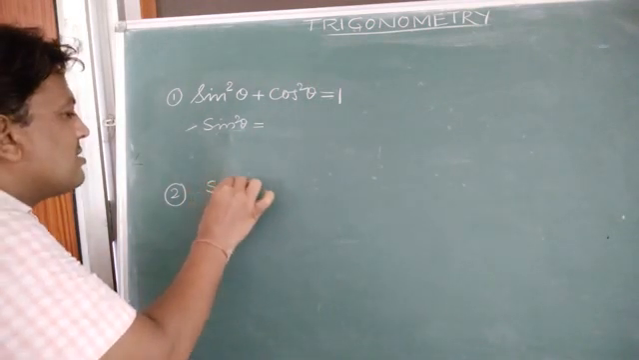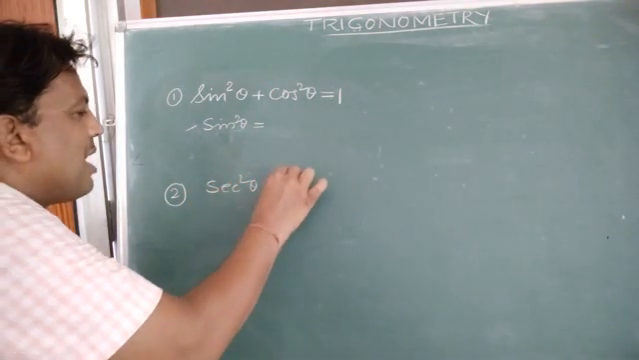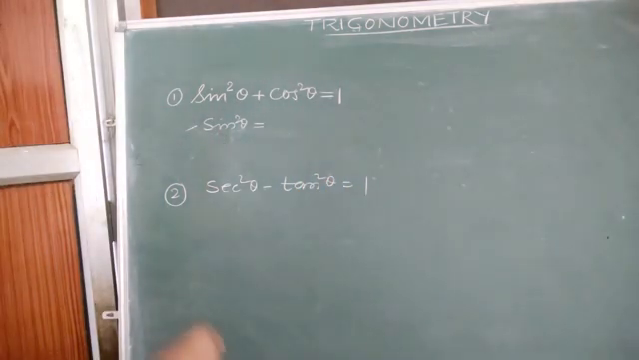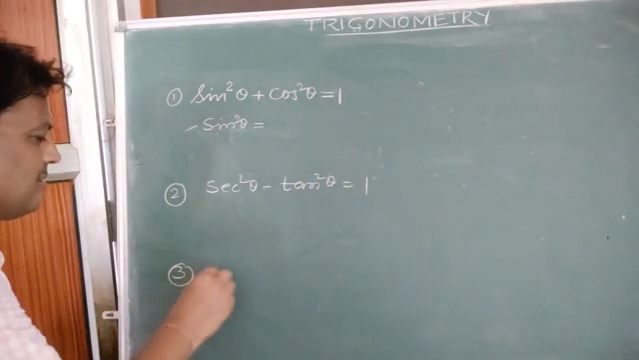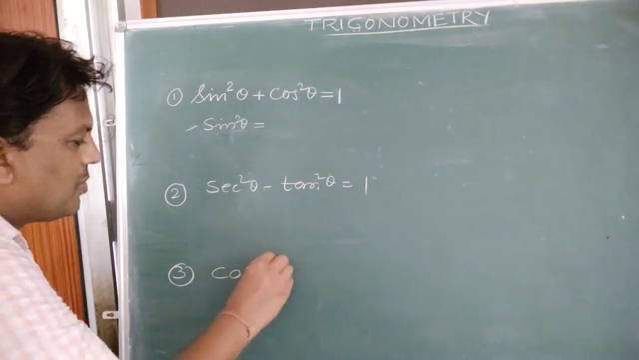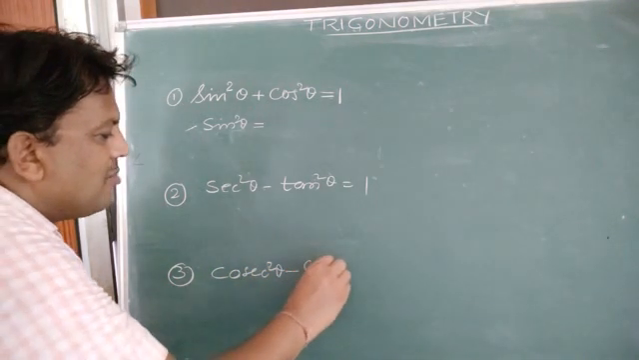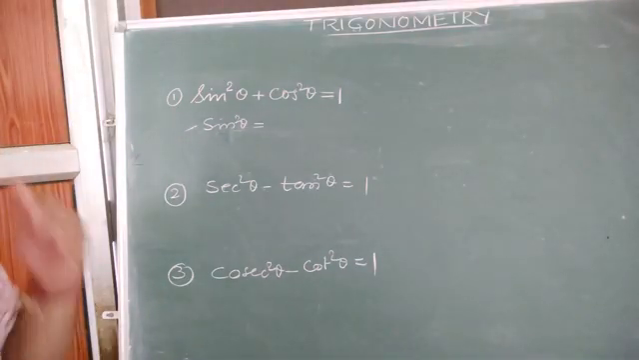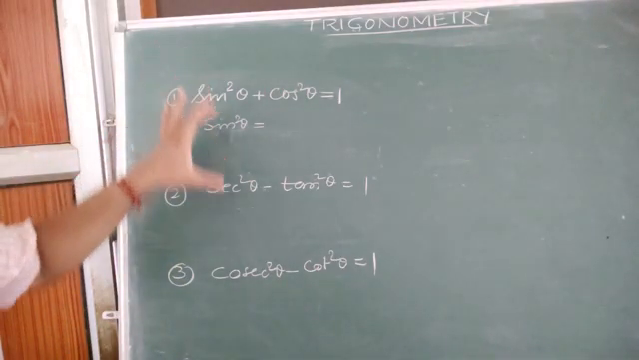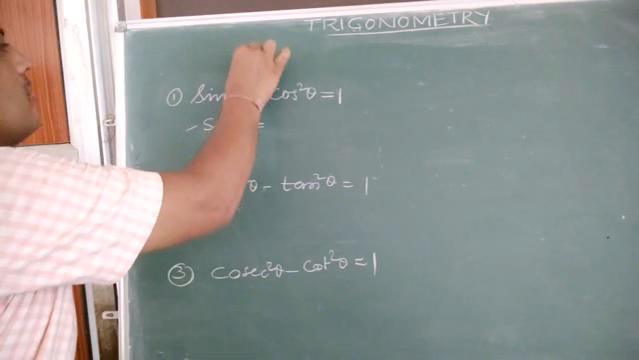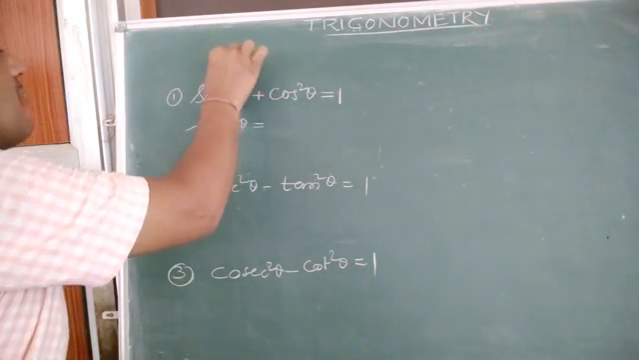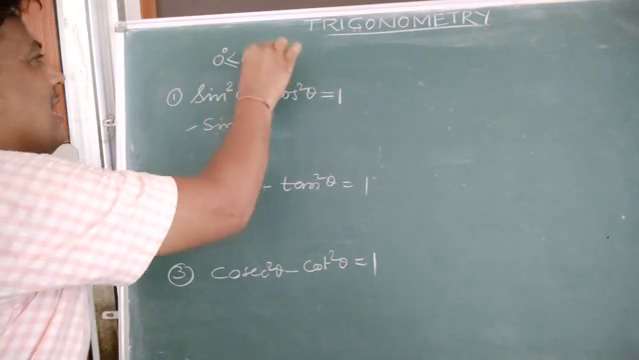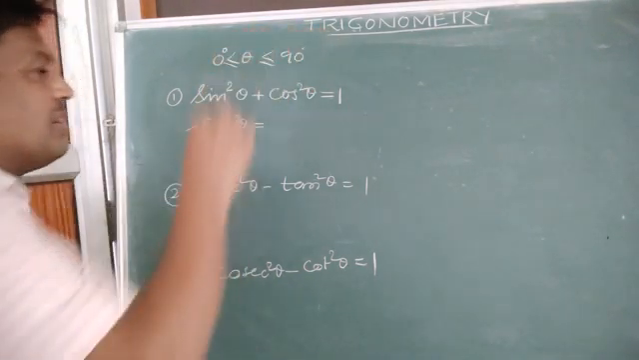Next is sec square theta minus tan square theta, which is also equal to 1. And third is cosec square theta minus cot square theta, which is also equal to 1. And one thing, children, all of this is valid for theta greater than or equal to 0 degree and less than or equal to 90 degree.